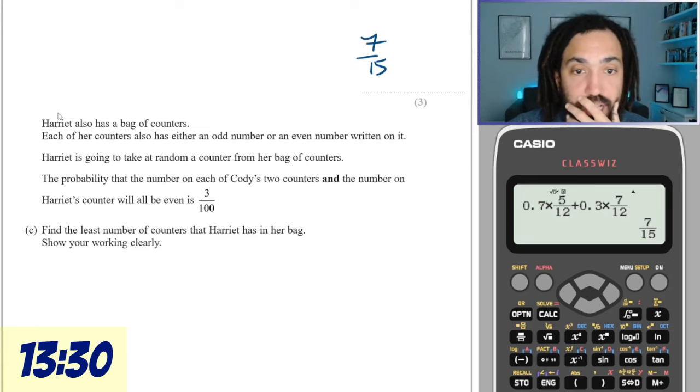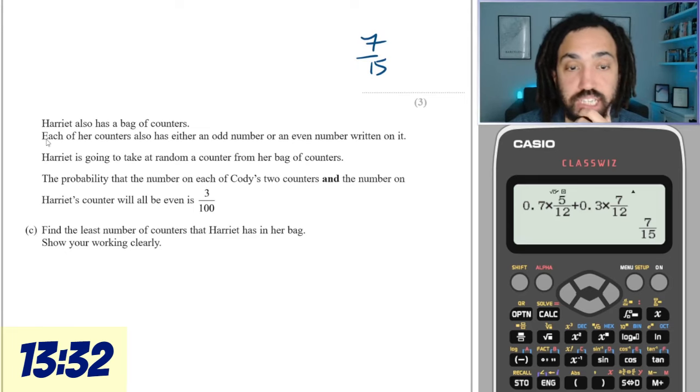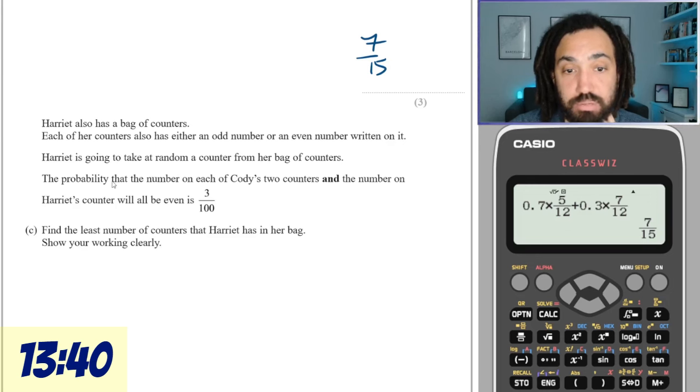Oh no, Harriet also has a bag of counters. Each of her counters also has an odd or even number written on it. Harriet is going to take at random a counter from her bag. The probability that the number on each of Cody's 2 counters and the number on Harriet's counter will all be even is 3 out of 100. Find the least number of counters that Harriet has in the bag.